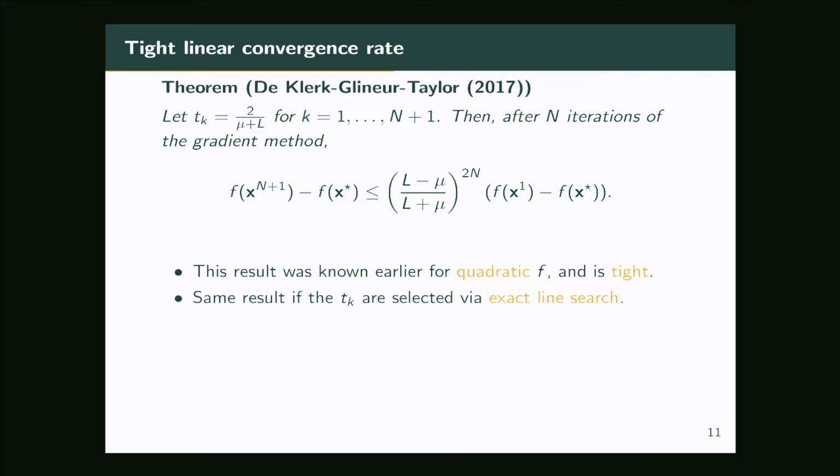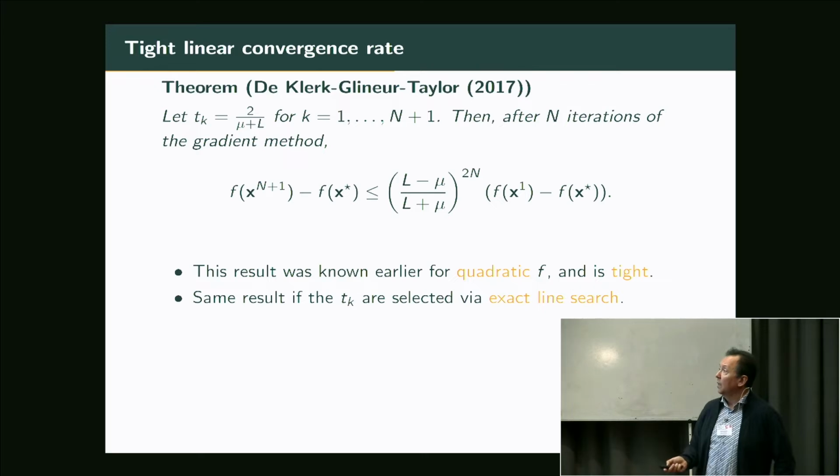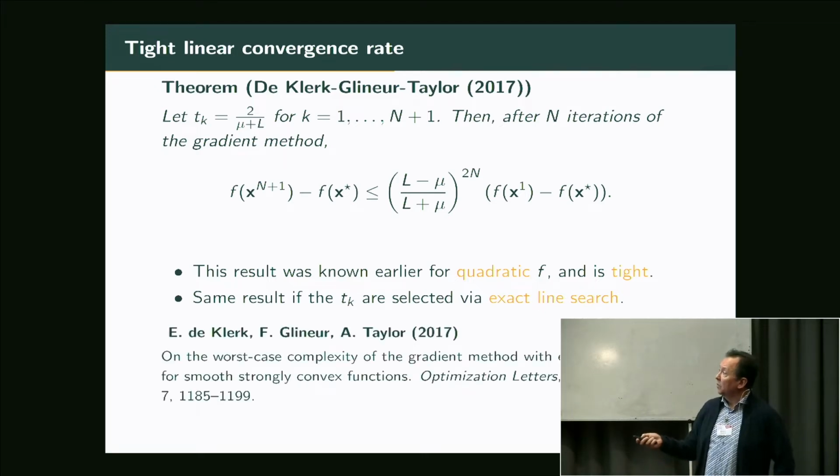So the interesting thing is also this exact same result with exact same error bound holds if we do not use this fixed step length, but we select the steps through exact line search. Then we also get exactly the same rate of convergence. And this was shown in this paper.